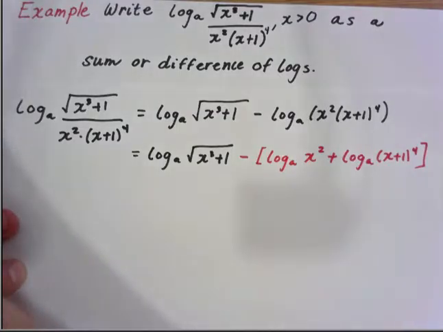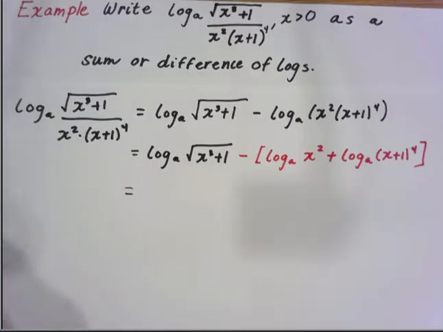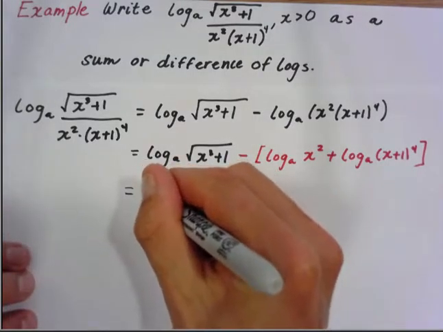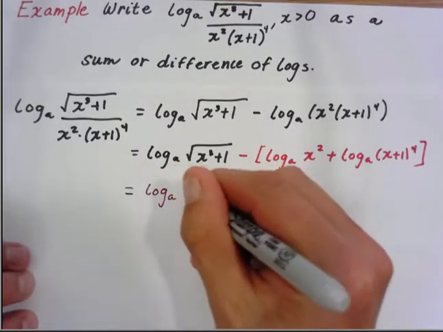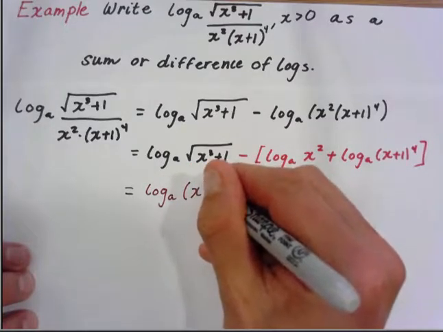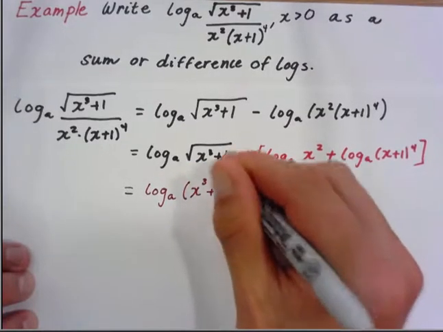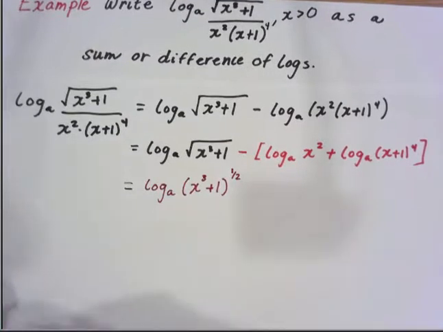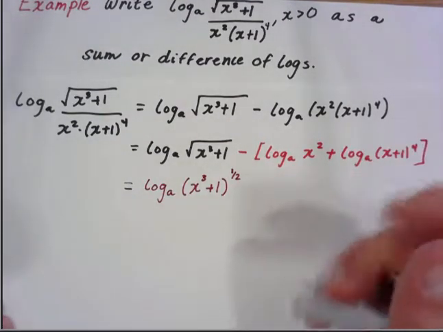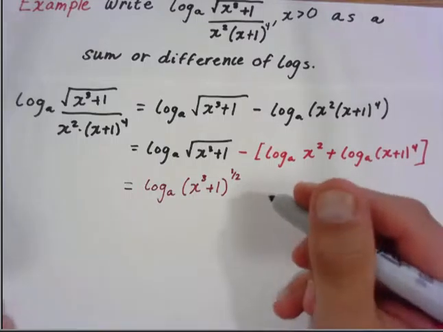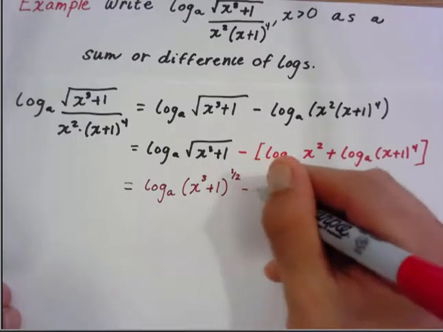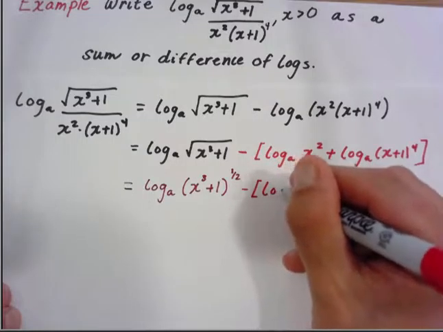Now we're going to work with both of these. The first one I'm going to rewrite as log base a of x cubed plus 1, that whole thing raised to the 1/2 power. And then we have the minus here, and we're just going to leave the rest of this for now. We're going to change that first one.